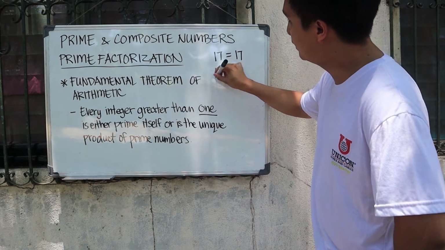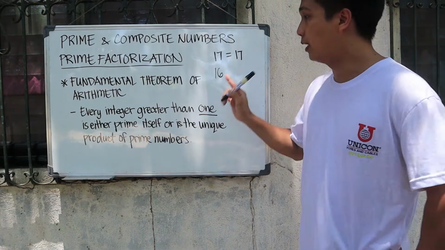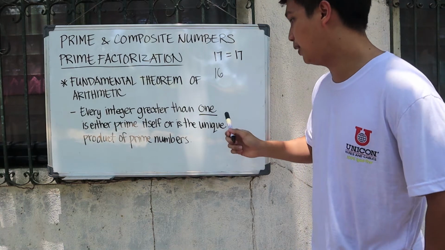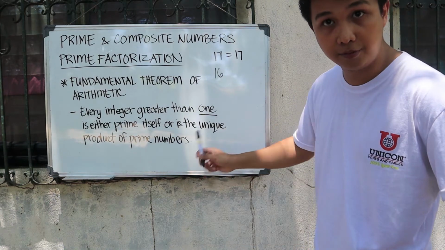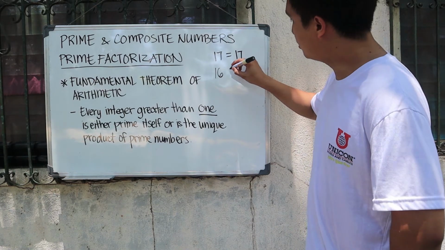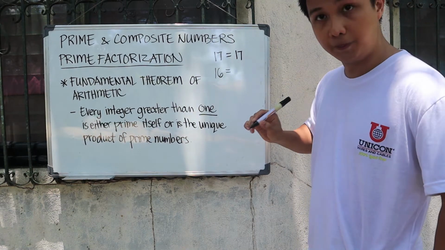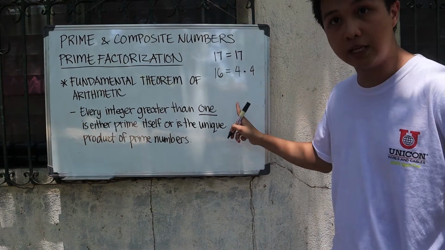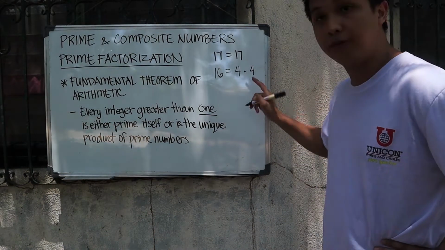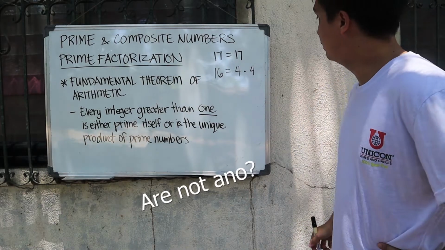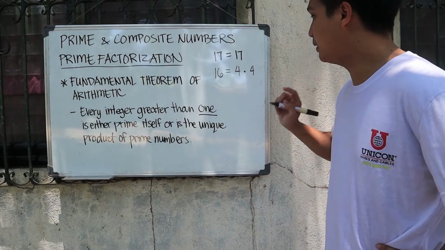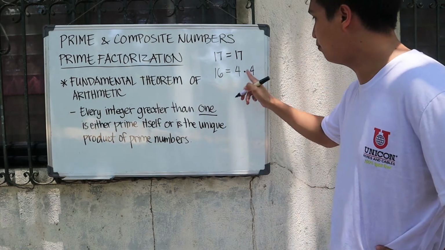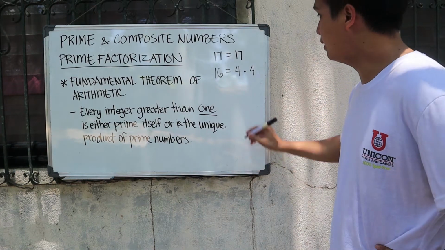What about 16? 16 is not a prime number, but you can express it as the unique product of prime numbers. So 16 is equal to 4 times 4. Notice that I used the dot. But 4 and 4 are not prime numbers. You can express it as the unique product of only prime numbers. So ang 4 kag ang 4, you can simplify this.